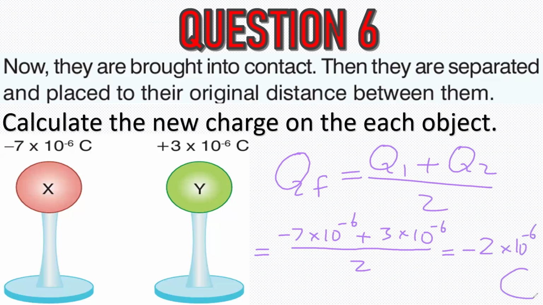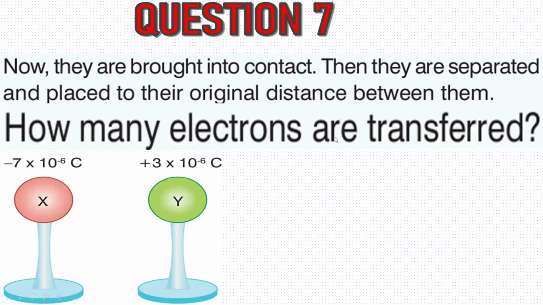Our unit is coulomb. Don't forget to write the unit. If you forget to write the unit, unfortunately, you are losing your mark. One mark is going, you can say bye-bye to one mark. So Q final is equal to (Q1 plus Q2) over 2, when they ask you, they touch each other and separate from each other, and what is the new charge? You must use this formula. All right, let's continue with the next one.